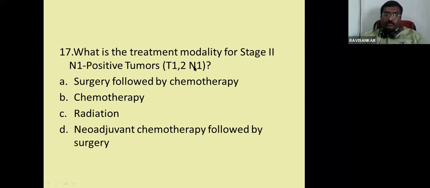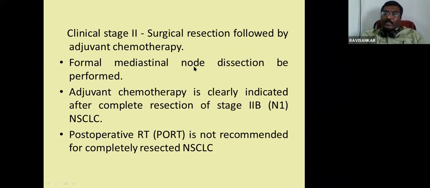It is N1. N1, you can operate. N1 or those hilar nodes, you can straight away operate. That is, it needs a surgical resection. The formal mediastinal node dissection is needed. Adjuvant chemotherapy is indicated in stage 2B. Postoperative radiation is not routinely recommended.